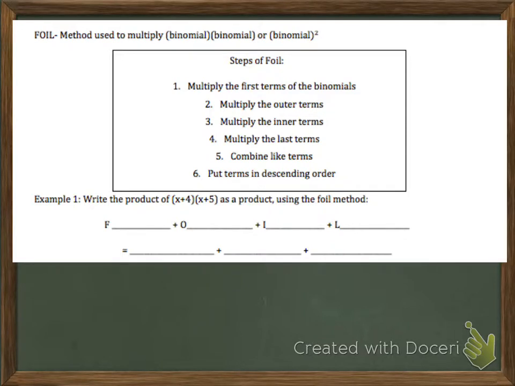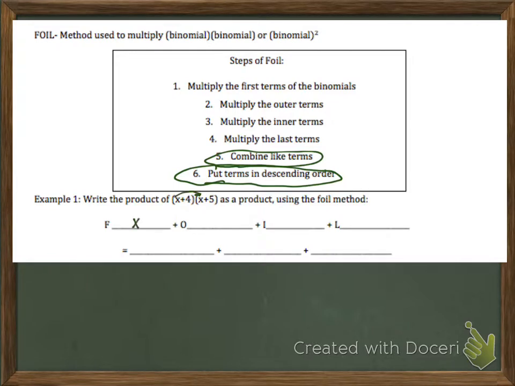So your steps: multiply the first terms, multiply the outer terms, multiply the inner terms, multiply the last terms, combine your like terms, and then please put the terms in descending order. So we have our example there, and we want to multiply our first terms, so that's our x times x.